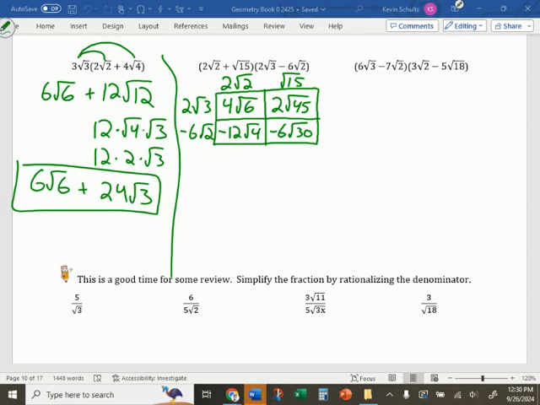Okay, so now, because we've done the multiplication, we now have addition and subtraction. So we have 4 root 6.